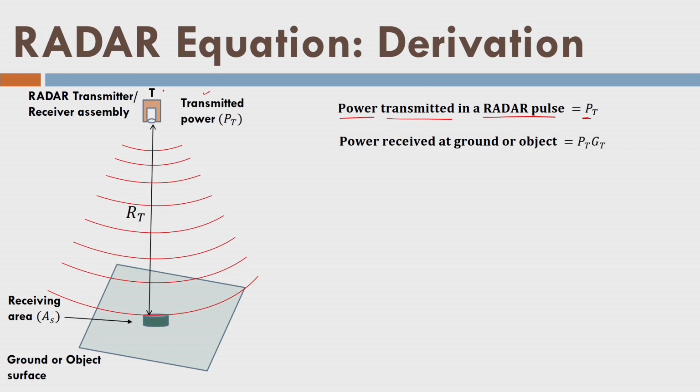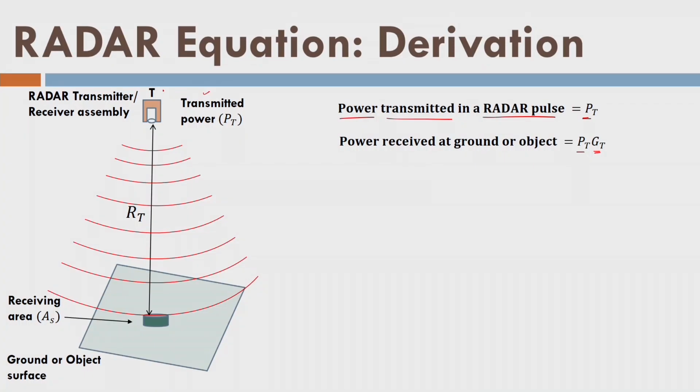The power received at the ground surface will be PT into GT. GT is the antenna gain, or the efficiency of the antenna of the transmitter. It is less than 1. So what is the efficiency of the transmitter? For example, 100-watt energy is put there. If it finally transmits 90-watt power, the efficiency is 0.9, and that is GT. So the power received at the ground or object is this one. The power density at range, if I divide by the area of the sphere of the wavefront, I will get the power density, that is watt per meter square.